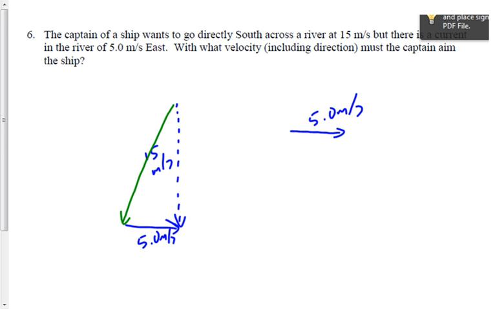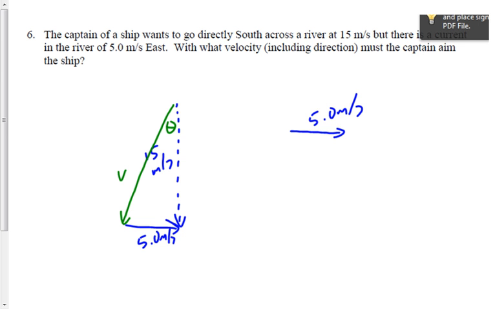Is that vector diagram drawn well? Sure. My solid line vectors are drawn front to back. My dotted line vector is drawn from start to finish. And that's exactly the way that it should be. We want to find the length of this green vector, the length of this solid line vector, in other words, where we have to aim, and we also want to find the direction here, the angle here.